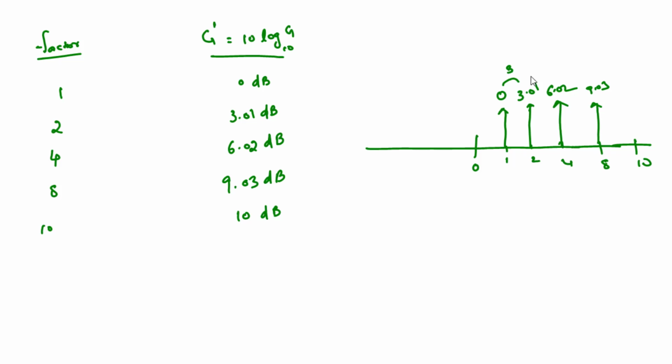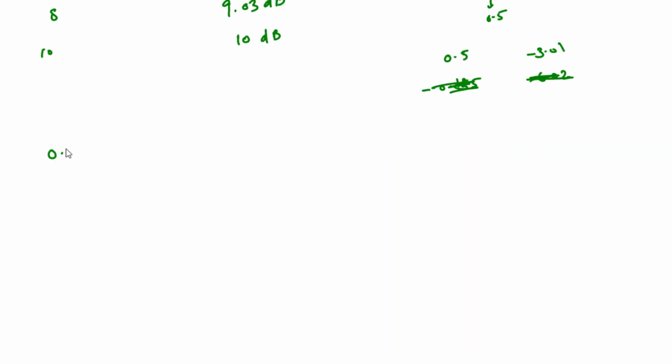Now if you see, 0 to 3 is a 3 change, 3 to 6 is a 3 change. So for every doubling, 3 dB is getting incremented.